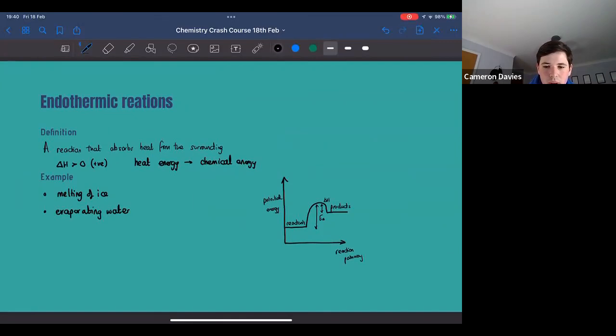The question about evaporating water is because water is currently a liquid, right? So when it's a liquid, it needs energy to become a gas. So it absorbs energy from the surroundings to then become a gas. It doesn't actually release energy.